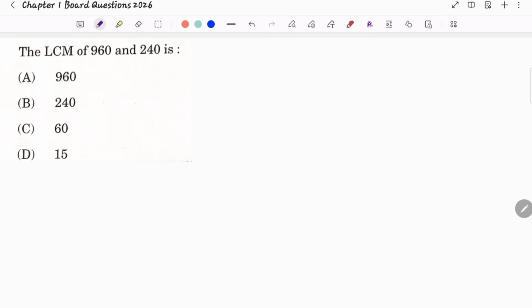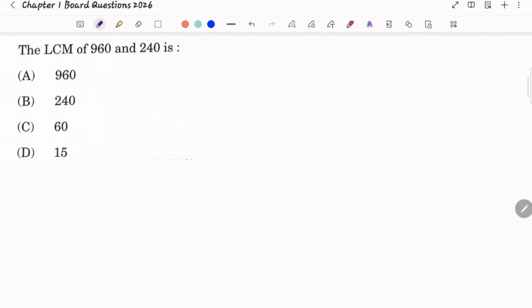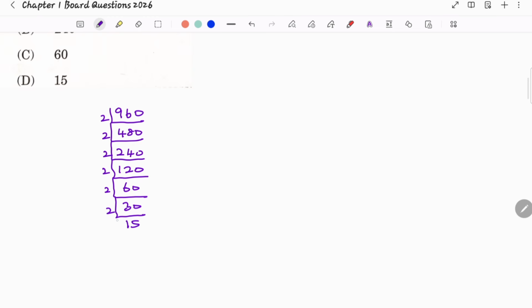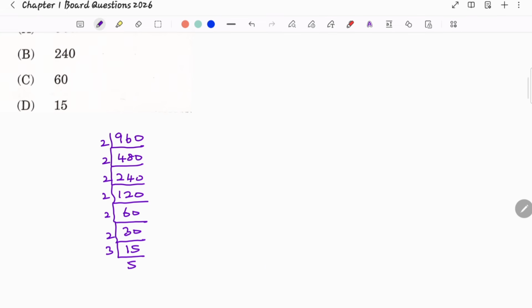Next problem. The LCM of 960 and 240. First find the prime factorization of the given numbers. 960 can be divided by 2, so 480. Again by 2, 240. Again by 2, 120. Again by 2, 60. Again by 2, 30. Again by 2, 15. Next by 3, so 5. Next number is 240.